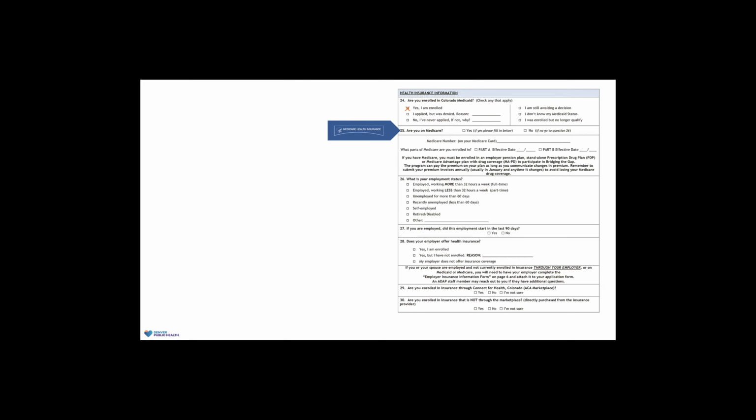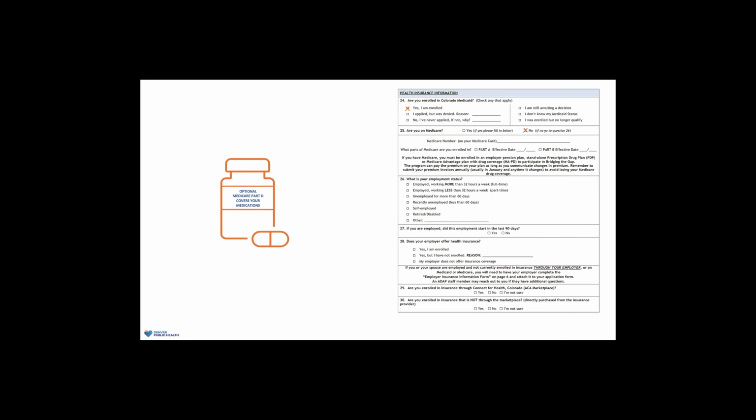Line 25 wants to know if you're on Medicare. Medicare is a federal health insurance program for those over 65 or those who have verified disabilities. Generally, Medicare is divided into two parts. Part A covers hospital charges, and Part B covers outpatient clinic charges. There is also medication coverage called Part D, which is optional.